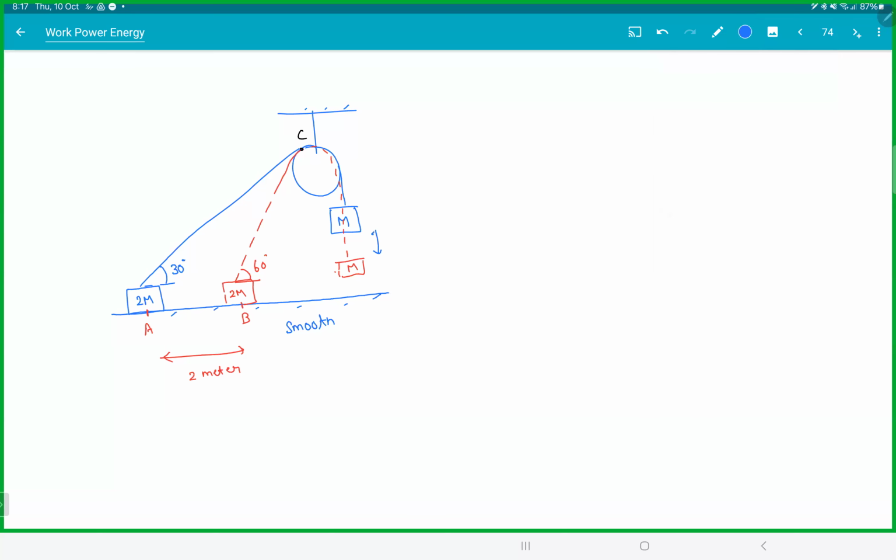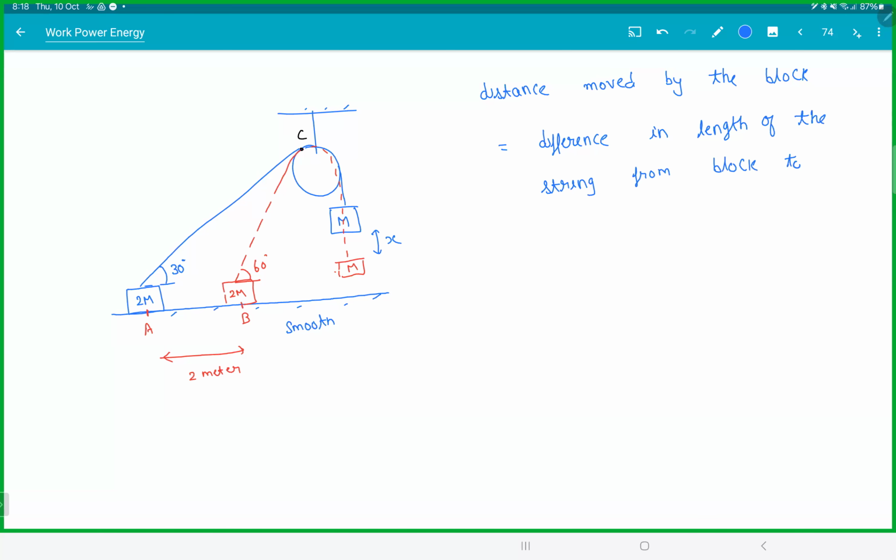So this distance here, let's call it x. Since the length of the string is constant, the distance moved by the block is the difference in length of the string from block to pulley. That means x is nothing but AC minus BC.